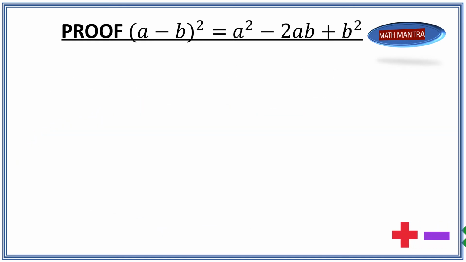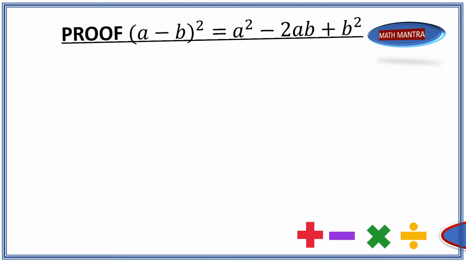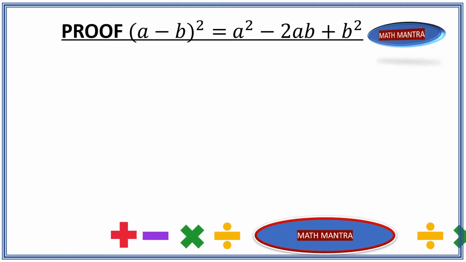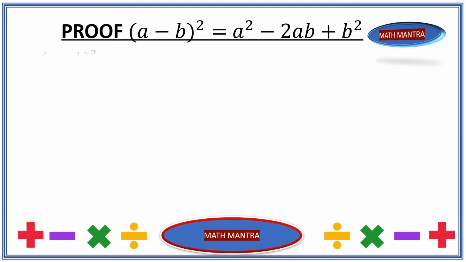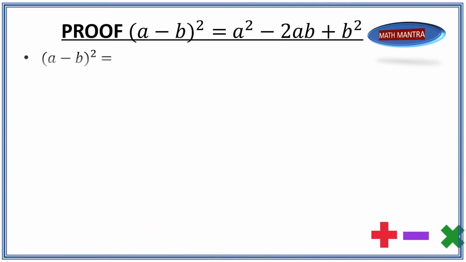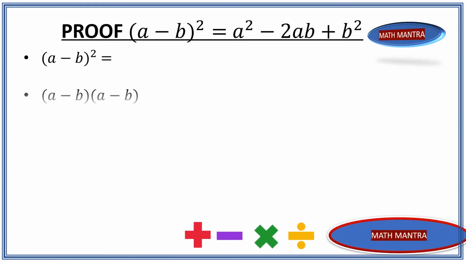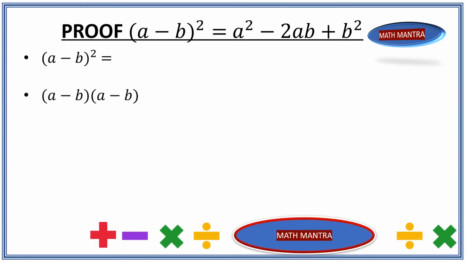So we know (a minus b) the whole square. If you want to expand and come to a conclusion of a square minus 2ab plus b square, we can always go about multiplying (a minus b) times (a minus b), because (a minus b) square means that (a minus b) is getting multiplied by itself, right?